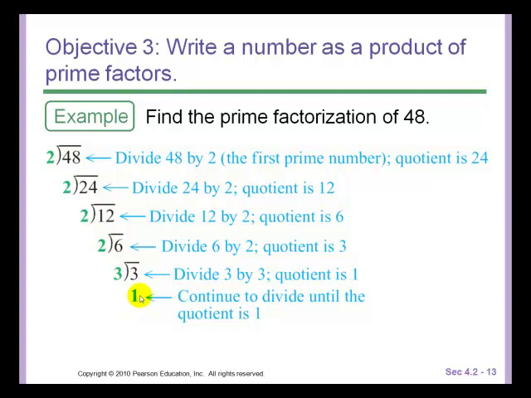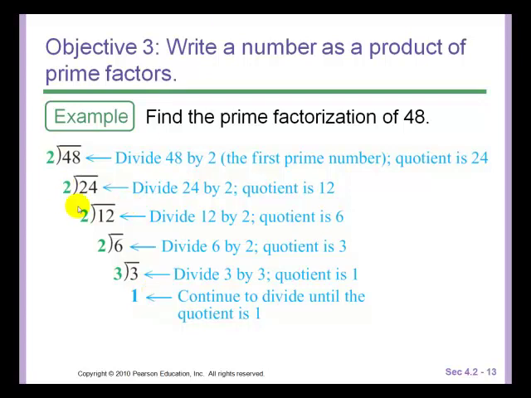It is very helpful if you know the first several primes. The first several prime numbers are 2, 3, 5, 7, 11, 13, 17, 19, and 23. Though there are many primes beyond that, those are the primes you will see in this class. I would write those down on a note card and have them handy when you're doing your homework.